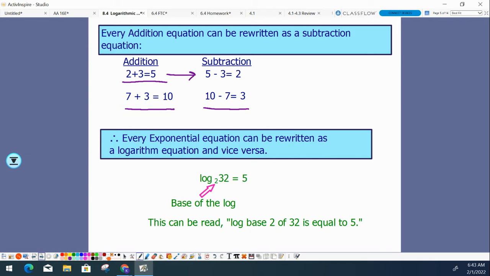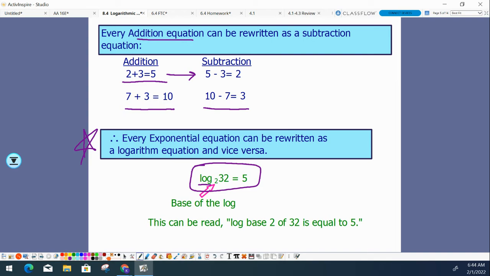And just like every addition equation can be written as subtraction, or every multiplication problem can be written as an addition problem, every exponential equation can be written as a logarithm equation and vice versa. So first of all, I think it's important to understand how you read this equation. And if you have a calculator, you can see there's a button on there that you might have been wondering about. That's the logarithm function on your calculator.